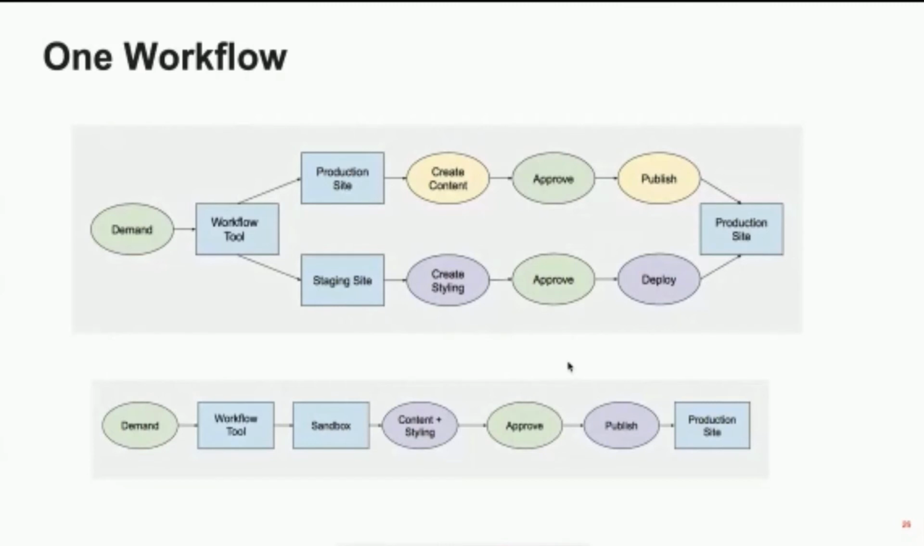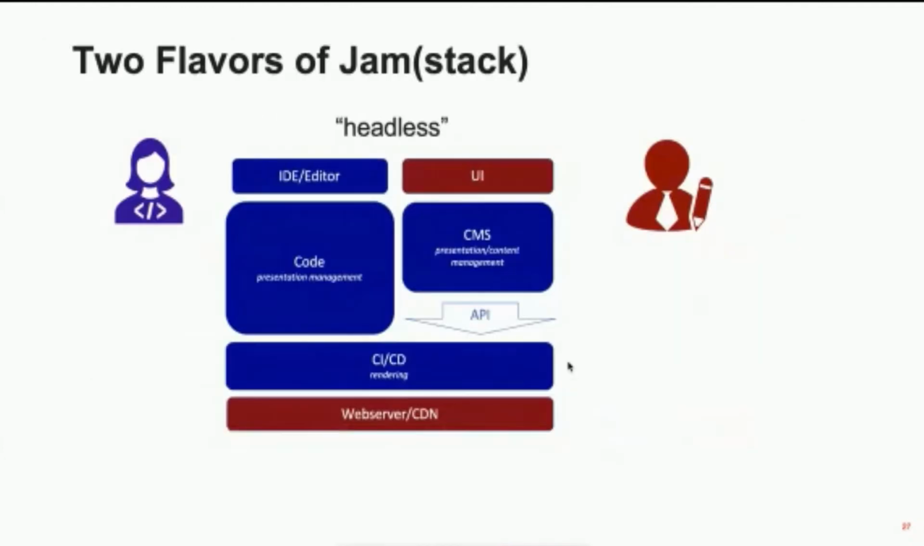Everything goes together. All the changes go together. And in fact, you can then do them in isolation on separate branches. This is all basic Jamstack stuff, right? Because there are really two Jamstack paradigms that are common in the world. There's the headless model, right? Where you have the code changes made in an editor and the content changes made in a CMS. And then you have a CD, a build system that brings them together, generates the static site, and deploys it to a server or a CDN.